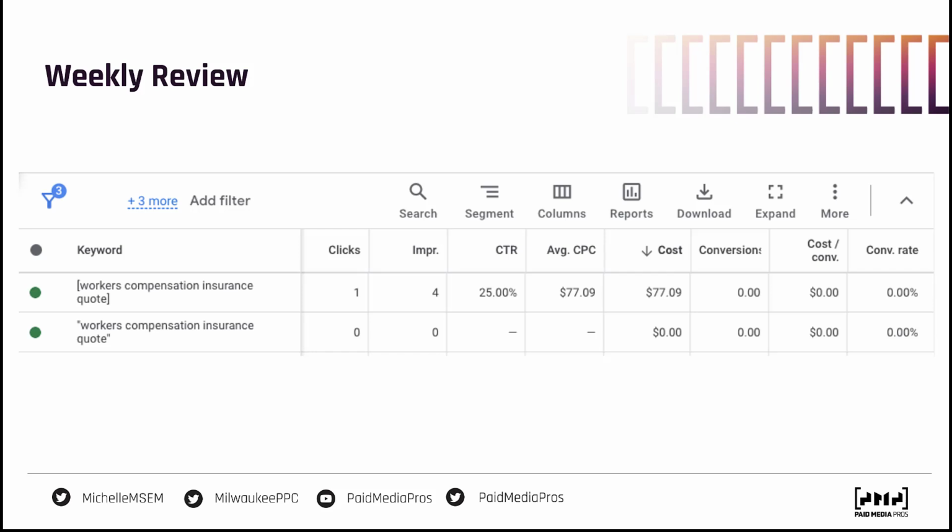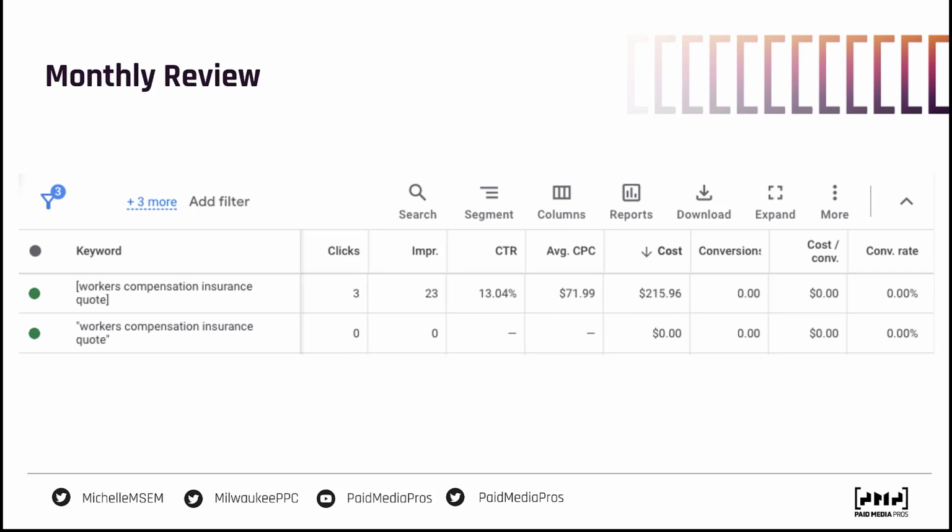On a weekly review, this keyword hit $77, no conversions. Like we talked about earlier, that means it's still below our cost per conversion target. And if it converts tomorrow, $77 is right in the wheelhouse that we want to be. So no actions are taken here because we want to give it a chance to perform.